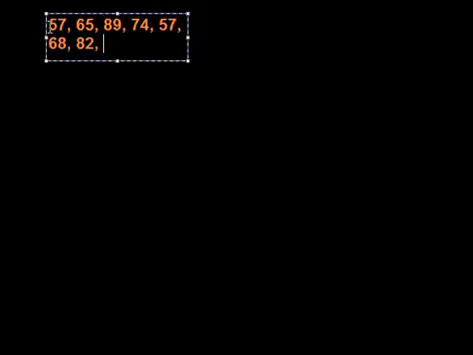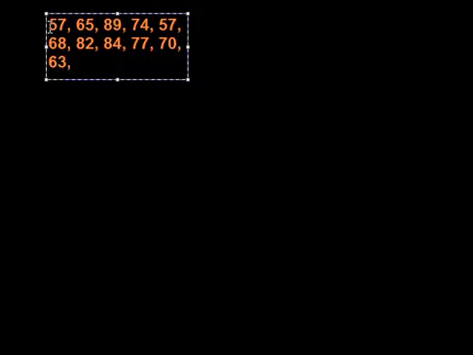Here's the values that you're given. I'm going to type them in here. Let's say that you're given 57, 65, 89, 74, 57, 68, 82, 84, 77, 70, 63, 85, 76, 68, and 39.